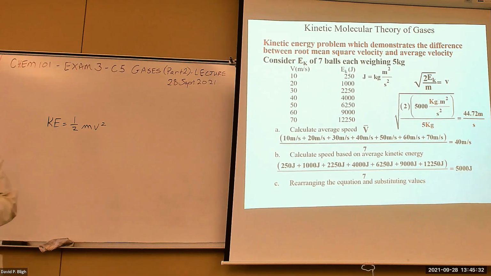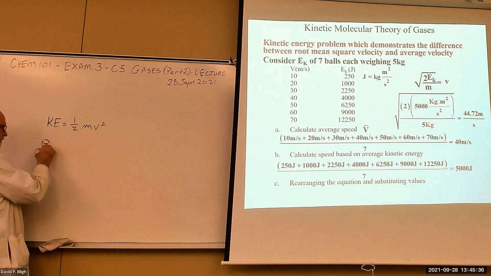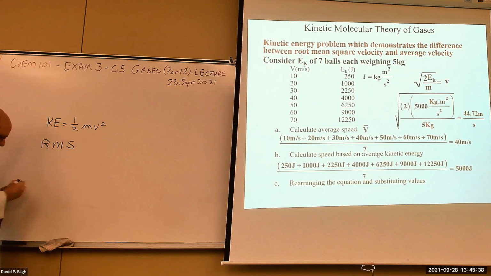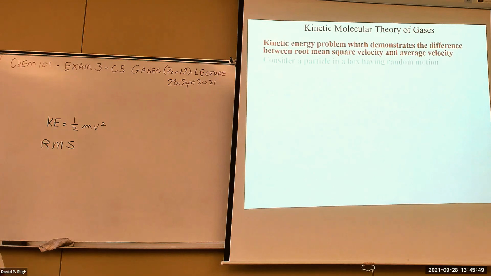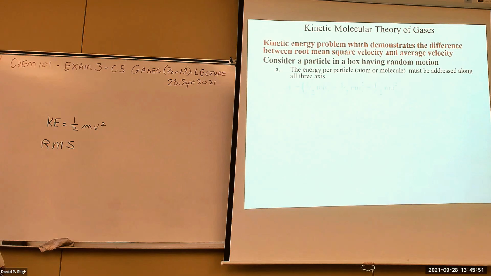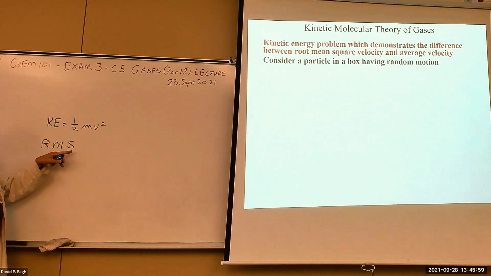And the solution is called root mean square. I don't know if you've ever heard that before. I'm going to explain what it means. Root mean square. The best way to understand this is to work backwards.